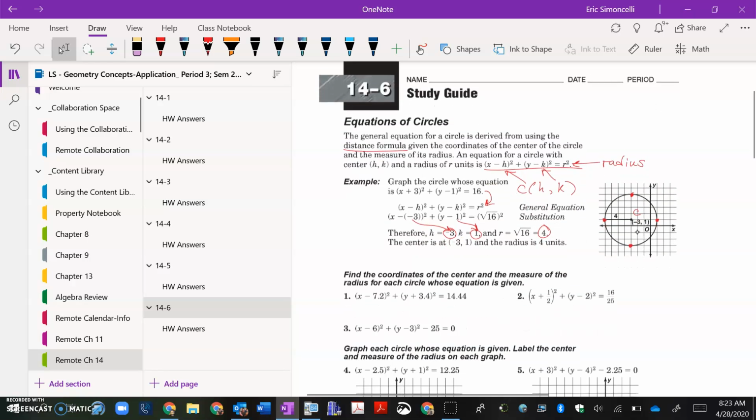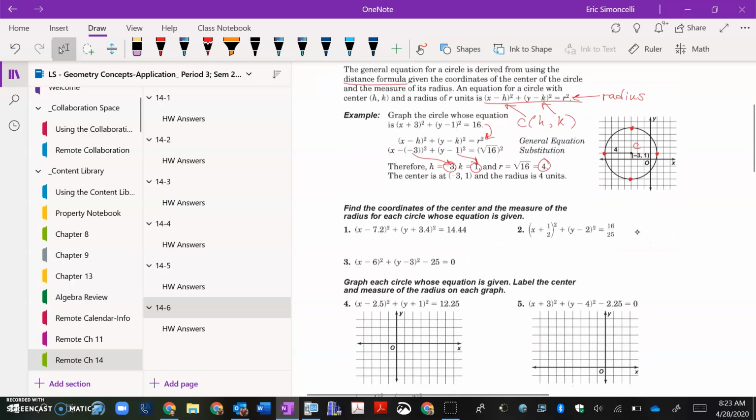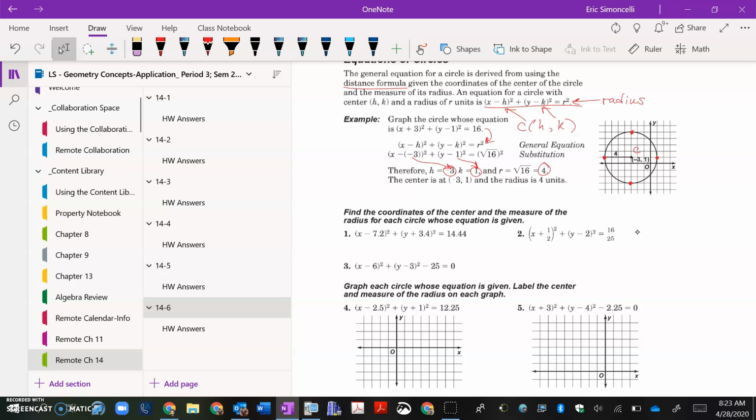So let's move on. It says find the coordinates of the center and the measure of the radius for each circle whose equation is given. Okay, so for the first equation, we've got our h value and our k value pretty much already established, and then for the r value, we'll have to do some math where we'll square root 14.44, because that's r squared technically.